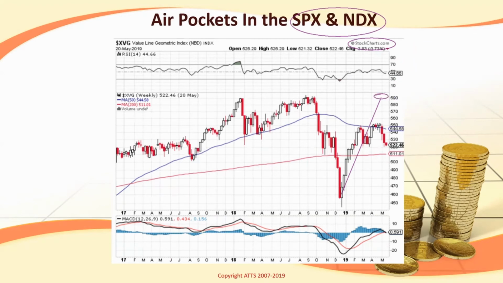Well, what's happened is this particular index shows us what the S&P/NASDAQ would be doing if everything was weighted equally. And what this gap shows us is that not all of the individual stocks within the S&P and NASDAQ have been participating in the rally that started the day after Christmas last year.